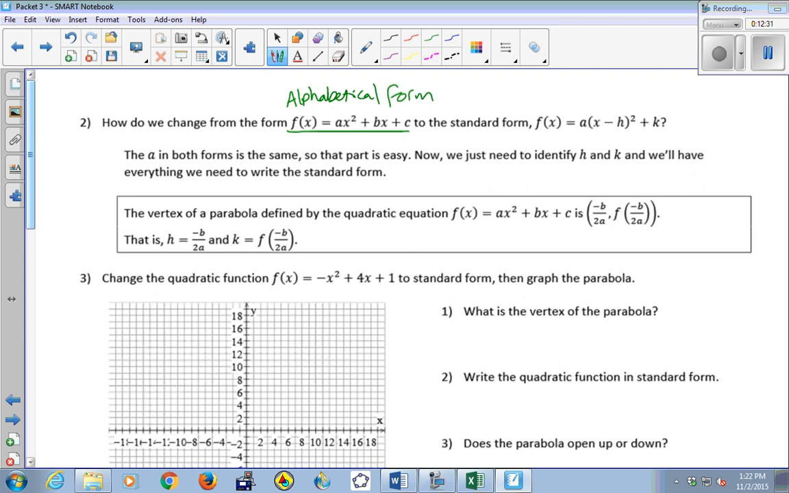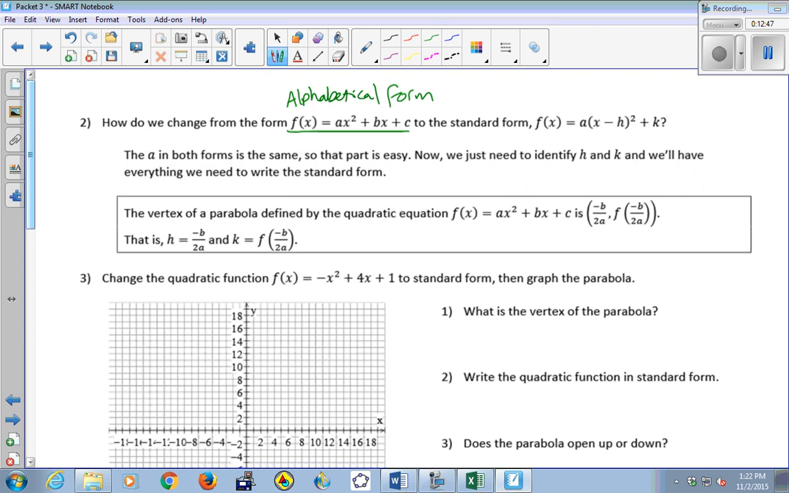Okay, so there's an A in both forms, right? So that's handy because it's the same, right? The A in alphabetical form is the same as the A in standard form. So that part's easy. But now we just need to identify H and K, and we'll have everything we need.